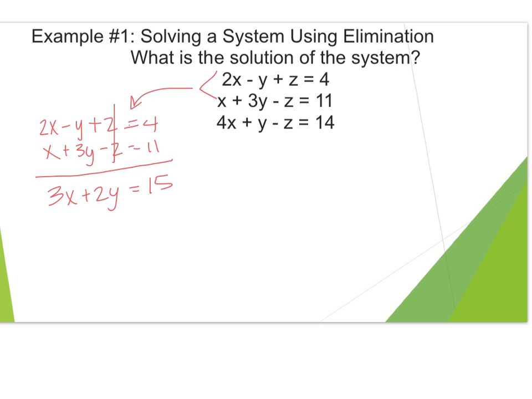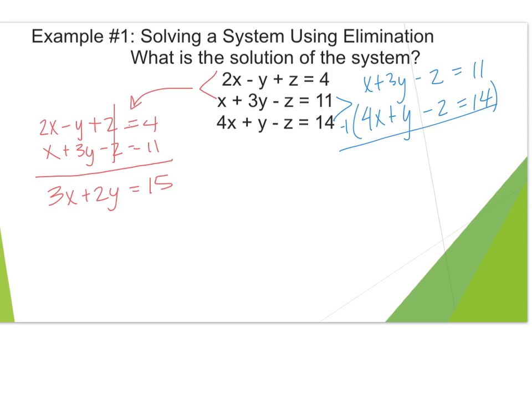Now, if I chose to eliminate z on the first two, then I have to choose to eliminate z on the second two. So here are the second two rewritten. So that's x plus 3y minus z equals 11. And I have 4x plus y minus z equals 14. Again, I have to choose to eliminate z, but in this case, both of my z's are negative, so I have to make one of them positive to make them opposites of one another. So we're going to multiply the bottom one by -1.